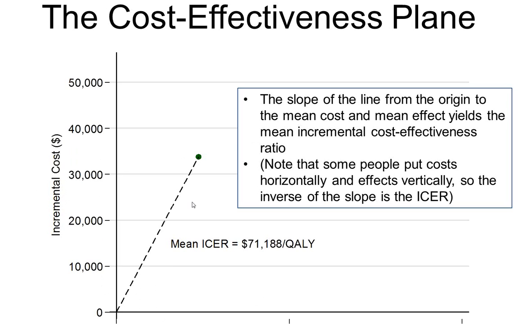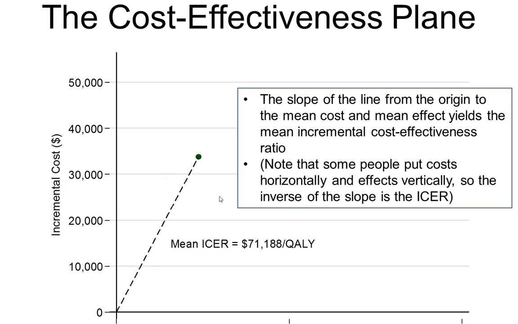And if we draw a slope from the origin to that point, which is this dotted line here, the slope of that line will be equal to the incremental cost effectiveness ratio of $71,000 per quality. So this is really the same data that I showed you in tabular format, but now in graphical format.